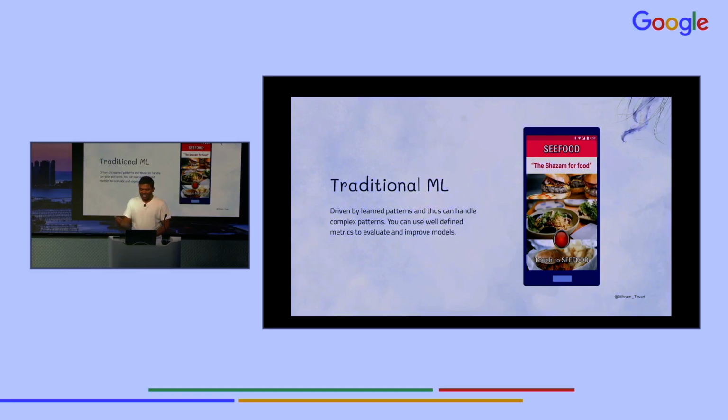Like in this example, if people remember the Silicon Valley TV show, the seafood app. I actually found this on the Google Play Store, which was very interesting. So you can use very well-defined metrics to evaluate and improve your models. It's very important because when you fine-tune a model, or when you do your first model, you need to figure out how good it is.